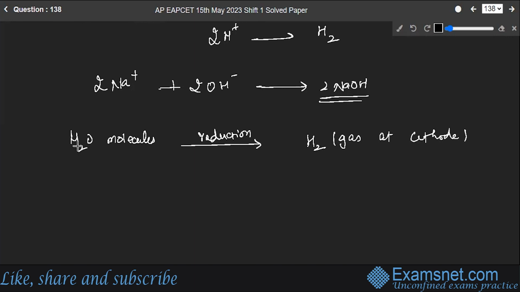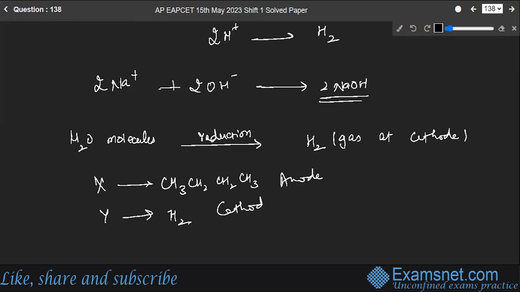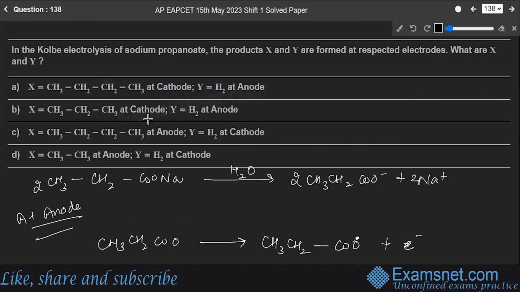Thus, what are your X and Y? So X is CH3CH2CH2CH3, which is butane, and Y is hydrogen, at anode and cathode respectively. Okay. So let's check with the options now. You have the third option as the right answer. Hope you understood this. Next is question number 139.